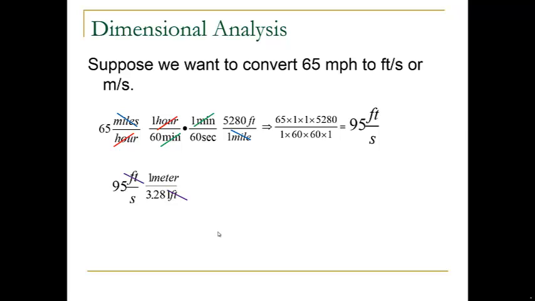So again, feet has to go, since it's in the numerator, it goes in the denominator. Multiply across top, multiply across bottom, and you end up with 29 meters per second. Okay, so this is just what we're going to want to see whenever you're doing conversions. We want to see your work.